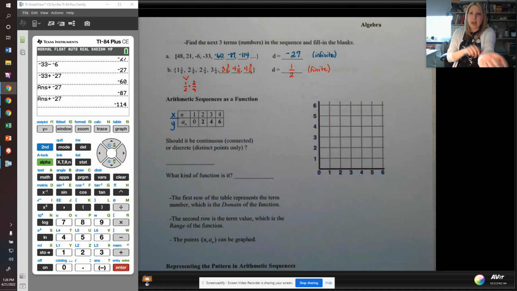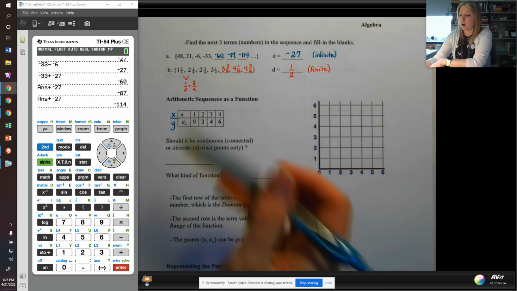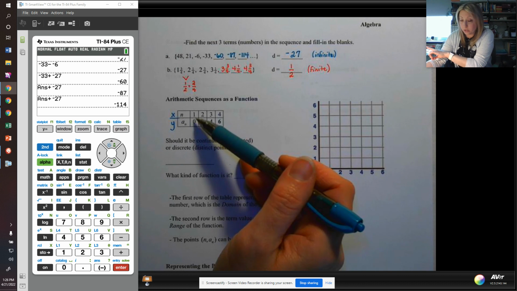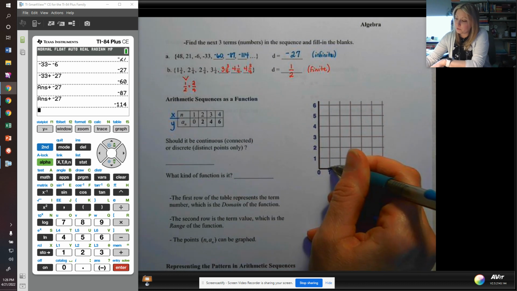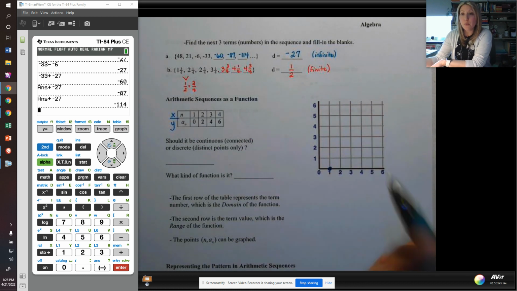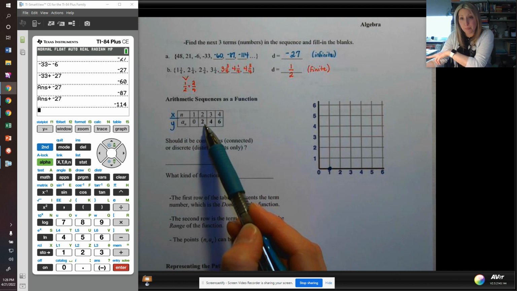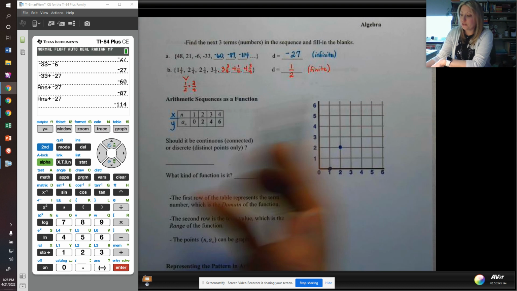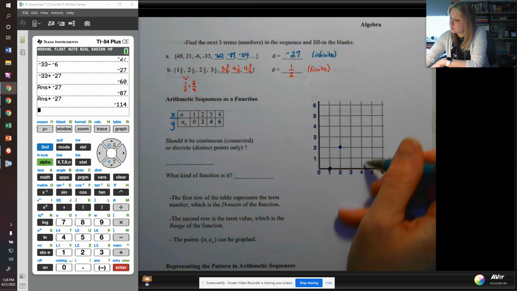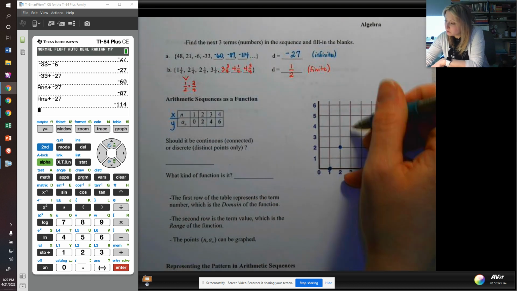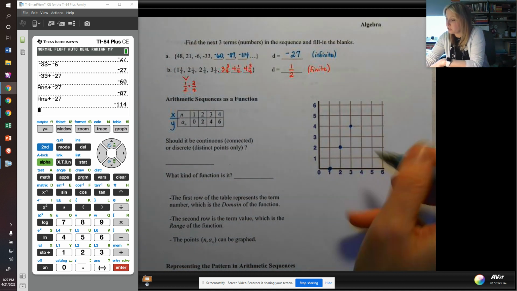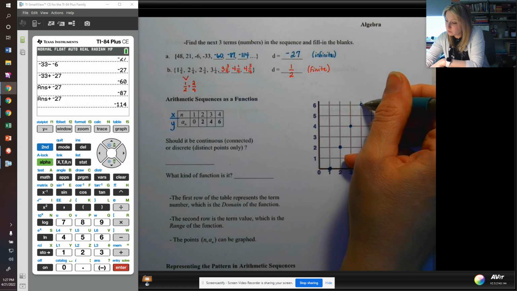All we really need to see is a pattern of our distinct points. So we're going to start with 1, the first term in our sequence, which is 0, and graph that first as a coordinate. Then we look at the second term in our sequence, which happens to be 2. So (2, 2). The third term in our sequence happens to be 4, so (3, 4). And the fourth term in our sequence happens to be 6. So (4, 6).